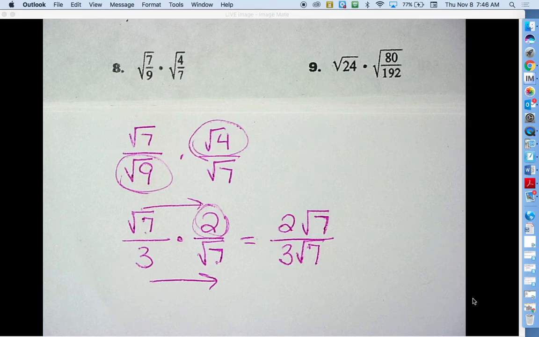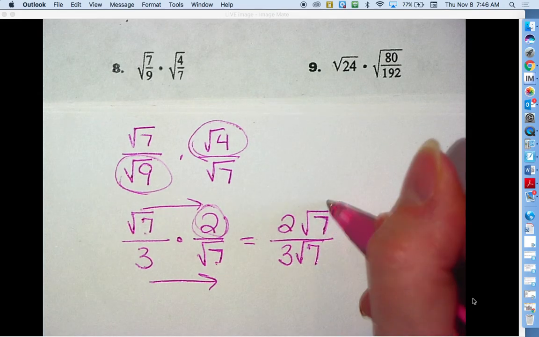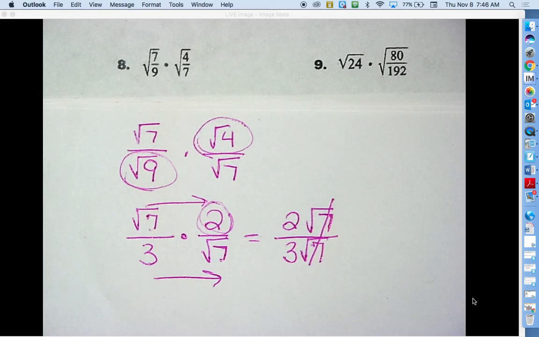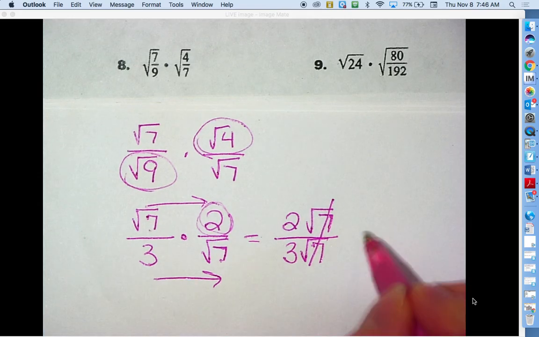Because the 2 is outside, the square root is underneath. The 7 is underneath the square root. So really, you're just writing them next to each other. Same thing with the 3 times the square root of 7. We would just write it as 3 and then times the square root of 7 written next to each other.